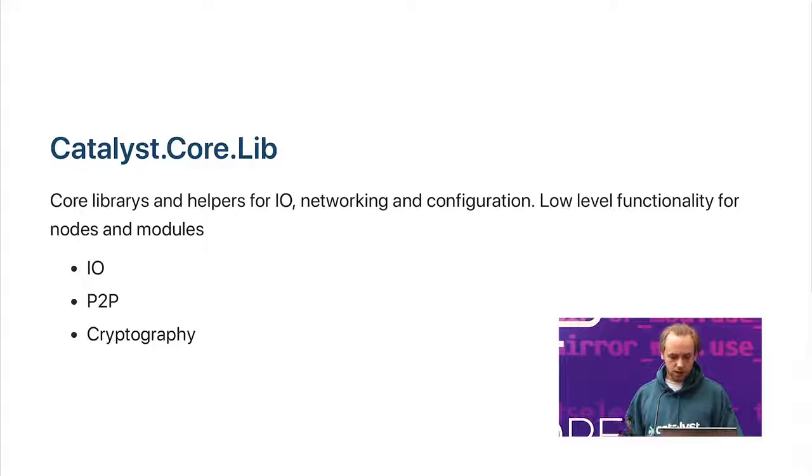On the next layer up is the Catalyst core lib, which is, again, a very low-level library containing I/O network operations, file system operations, cryptography, key signers, and key stores. These are very basic but important aspects of a distributed ledger that are needed to run.